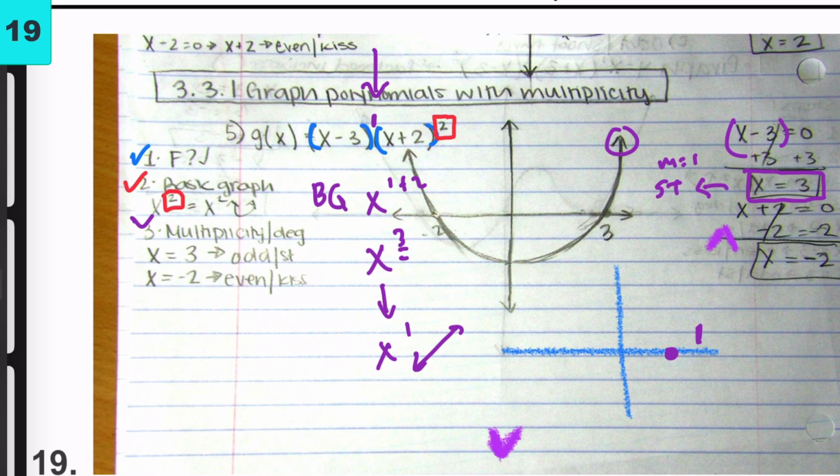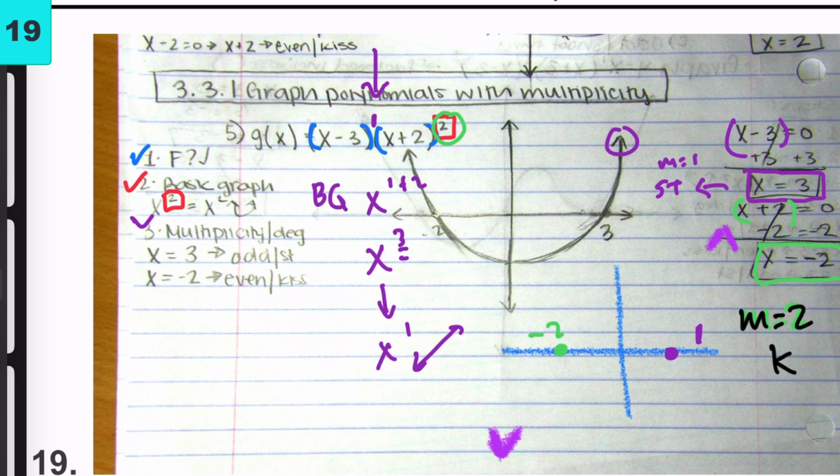Then from a factor of x plus 2, subtract 2 from both sides, they get x equals negative 2. That one has a multiplicity of 2. So that's going to be a shoot through or kiss? Kiss.